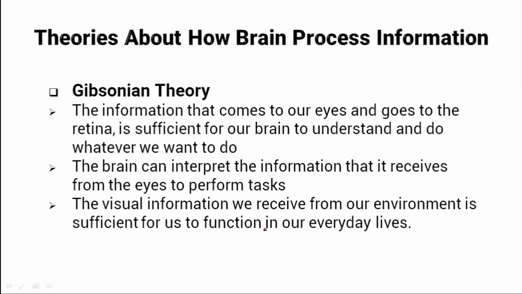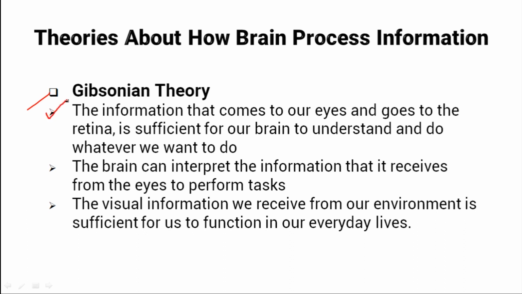So now, theories about how our brain processes information. Let me tell you about 2 groups of scientists who have different beliefs about how our brain processes information. Now, the Gibsonian theory. The first group believes that the information we get from our senses is enough for us to navigate through the world. One scientist who belongs to this group is named James Jerome Gibson or J.J. Gibson.